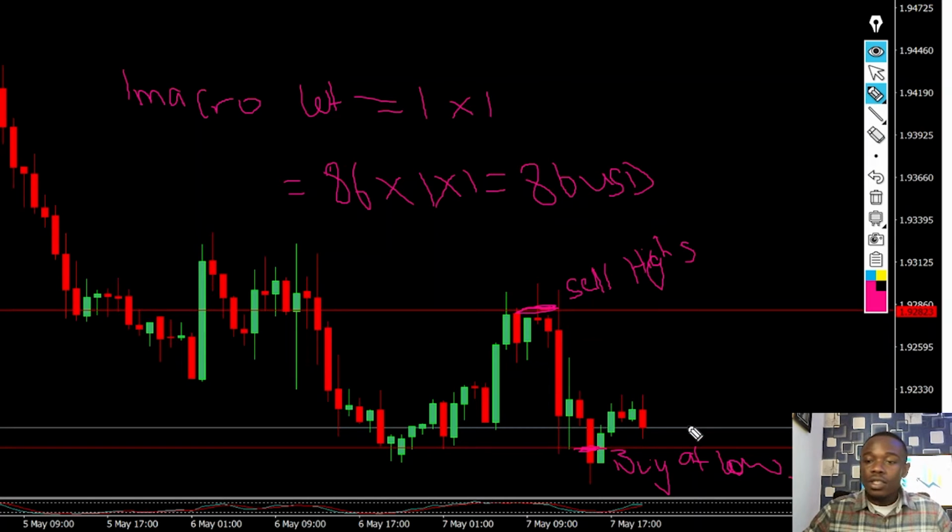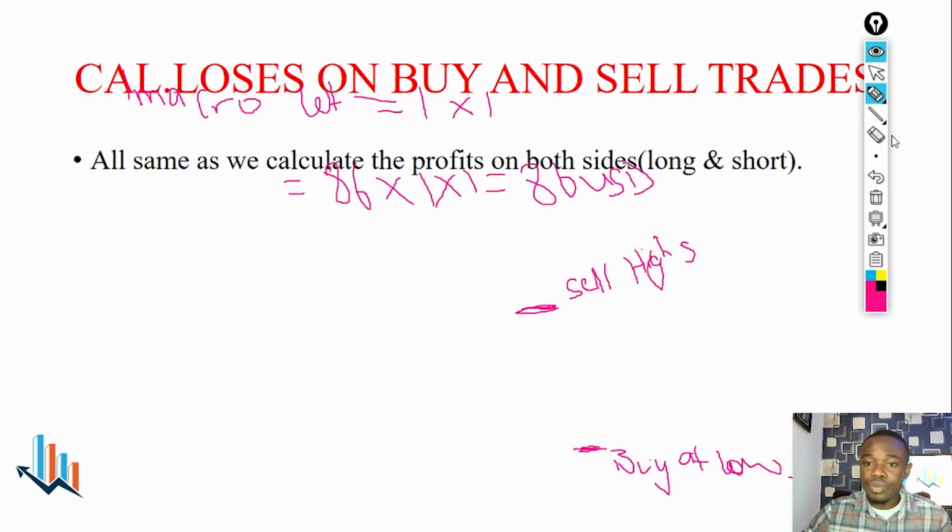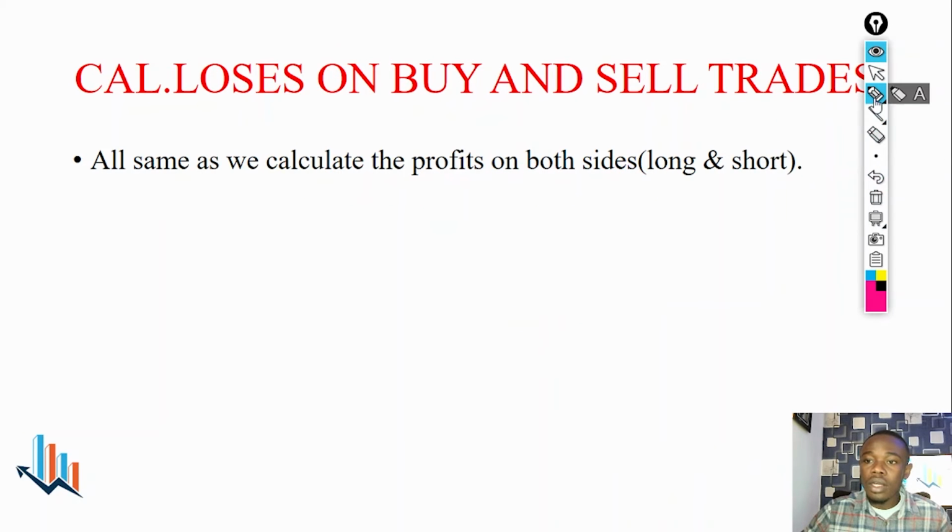So this is also how we calculate losses on buy and sell trades, and it goes in as we've treated earlier. So let's take an example like CAD JPY.